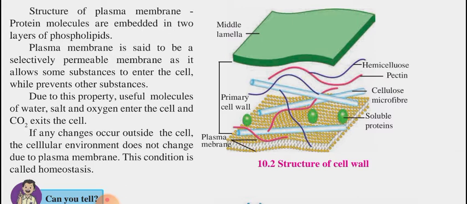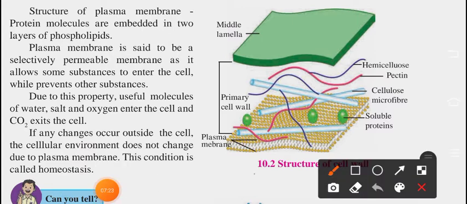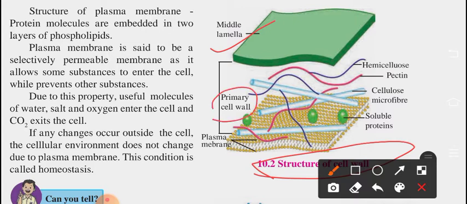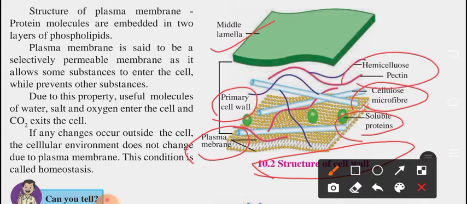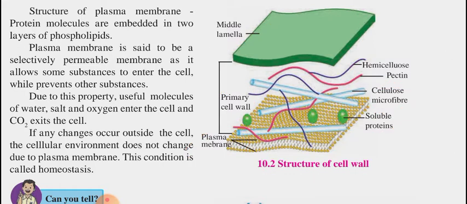So here is the structure of the cell wall. You can observe here the structure of the cell wall. So this is the middle lamella. You can observe here the primary cell wall. This is the plasma membrane, the soluble proteins which are present in it, the soluble microfibers which are present in it, and hemicellulose, and this red line is of pectin. So all these things are parts of the structure of the cell.